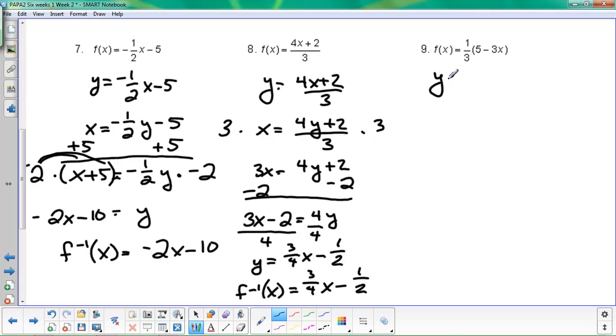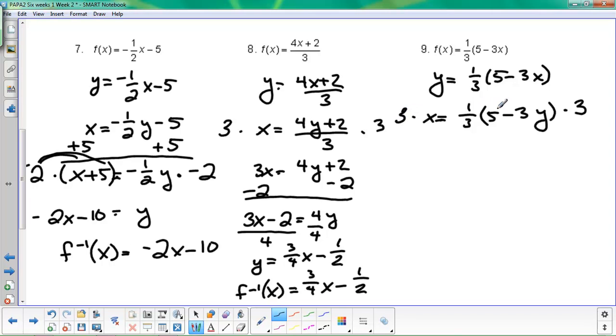Alright, y equals 1/3 times (5 minus 3x). x equals 1/3 times (5 minus 3y). You have two options here. You could distribute if you wanted to, but that is not necessary. This number can be multiplied to the other side to get rid of it. So I will begin by multiplying both sides by 3. To distribute is an unnecessary combination I don't want to do. This cancels with that, and I get 3x equals 5 minus 3y.